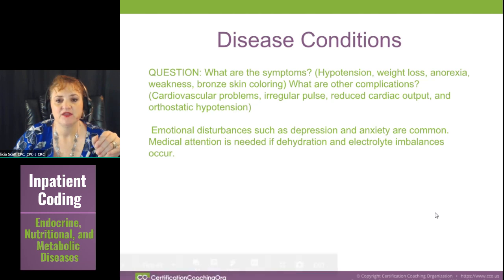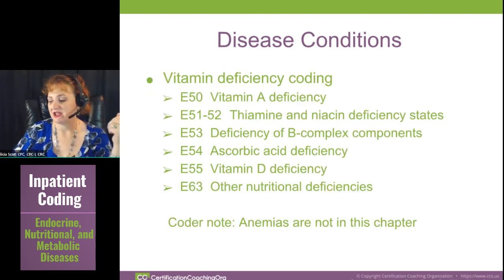Let's see. This talks a little bit about the signs and symptoms: hypotension, weight loss, anorexia, weakness, and bronzing of the skin. Emotional disturbances can be a cause, depression, anxiety, but usually the patient's seen for dehydration. That's one of the first things, and there's an electrolyte imbalance, and then everything else just kind of falls into place, and you see what's happening if there isn't a disease process involved.